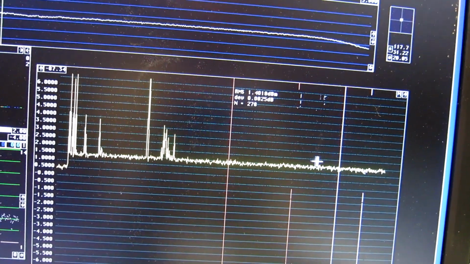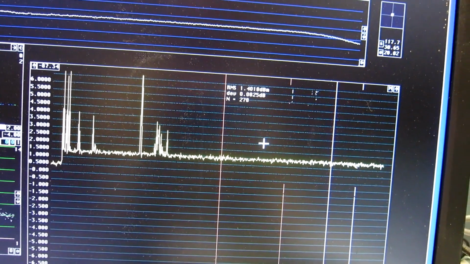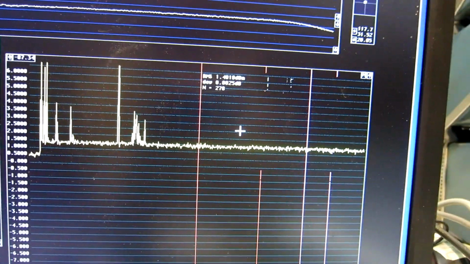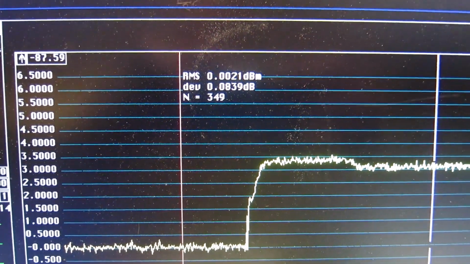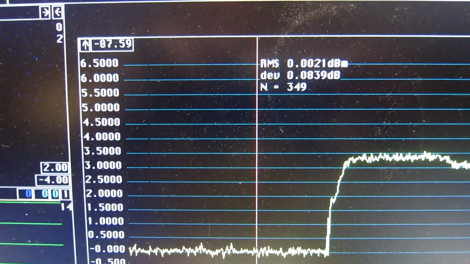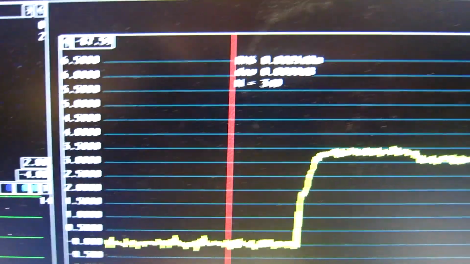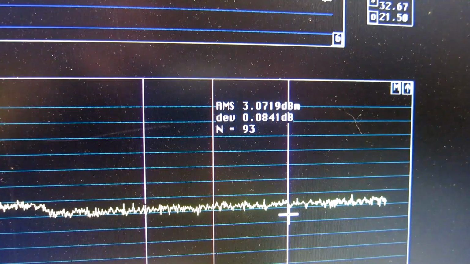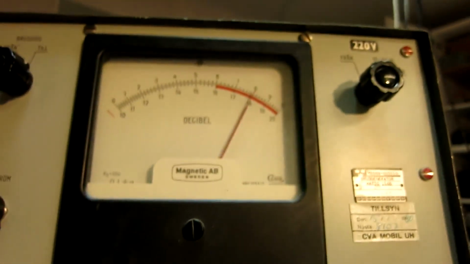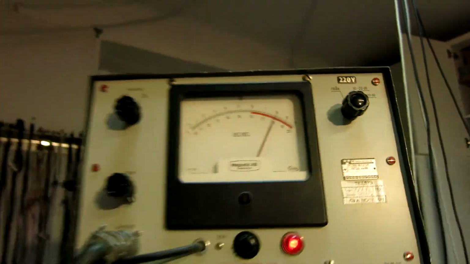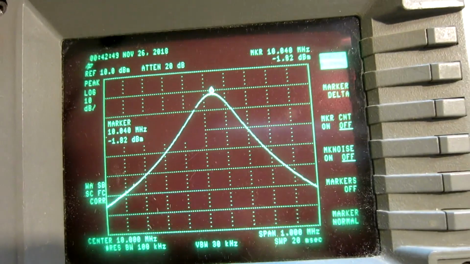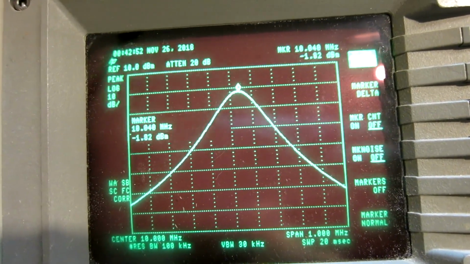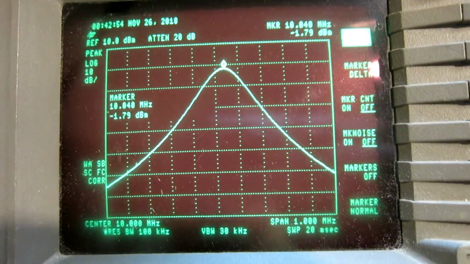The lid is back on, and now I look at the noise floor. It's 1.4 dB, so it's much better than before. The noise figure of the test system: this is the noise floor without the noise source on, and this is with the source on. That is 8 dB. The oscillator is now running at 18.2 dBm.